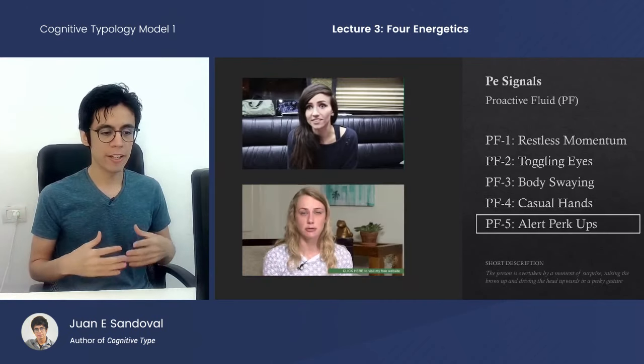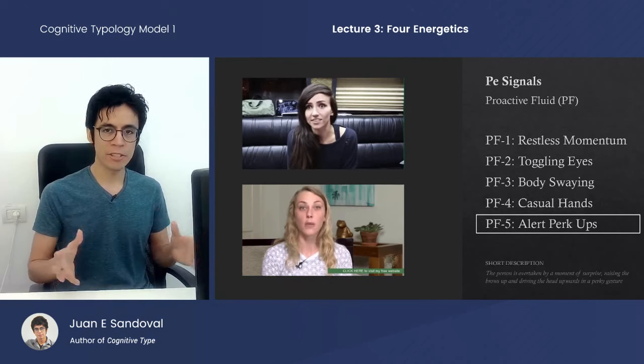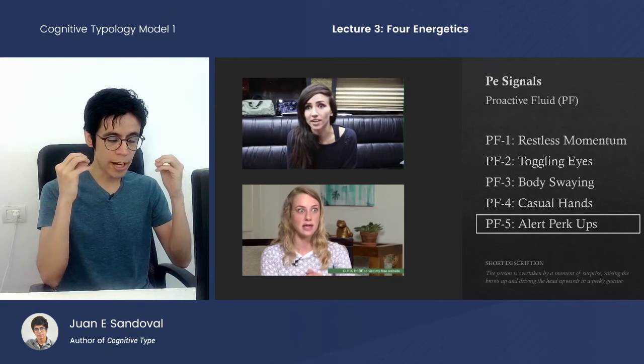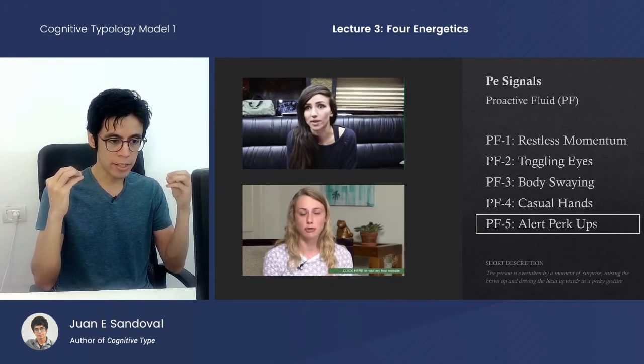And now we have here alert perk-ups. So remember how I mentioned that perception is primarily an ocular process for humans. So the eyes here of PE types tend to be very alert.